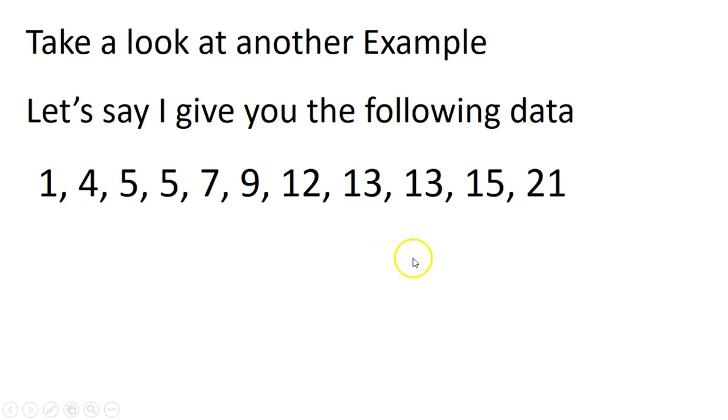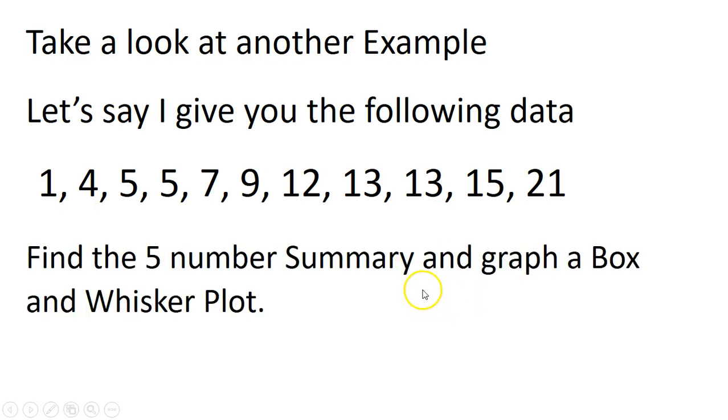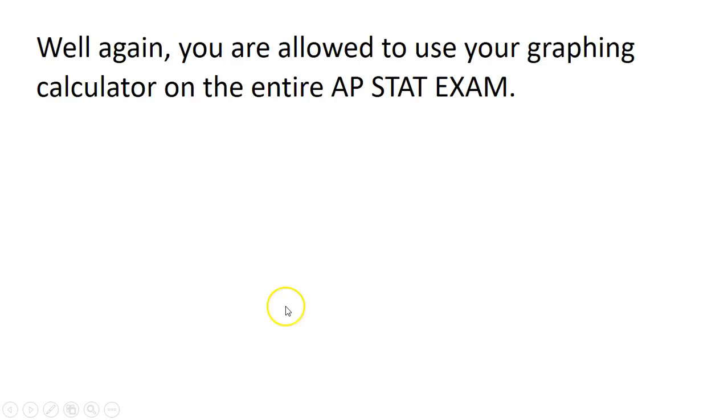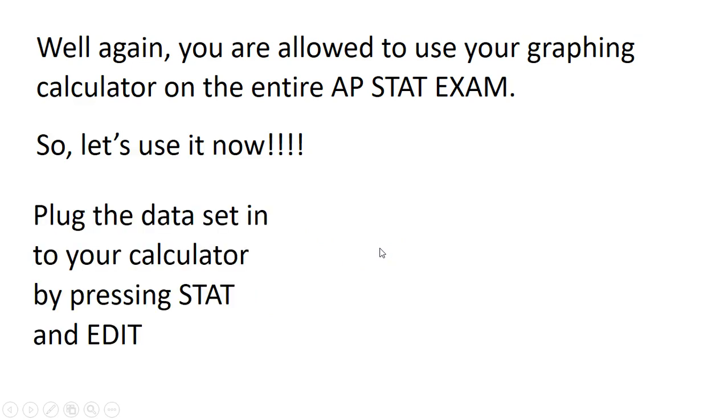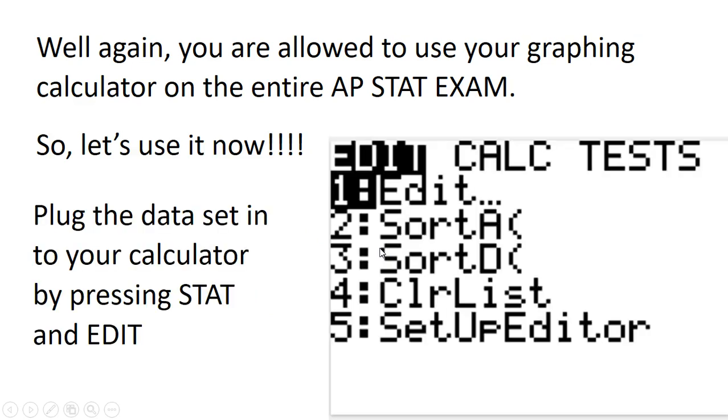Let's say I gave you the following data. All right. Again, we're going to worry about figuring out how to use the calculators to do a lot of this stuff, but you can do it by hand if you want. Organize the data from low to high. It says find the 5-number summary and graph a box and whisker plot. Well, you are allowed to use your graphing calculator on the entire exam, so let's use it. So let's plug this data in.